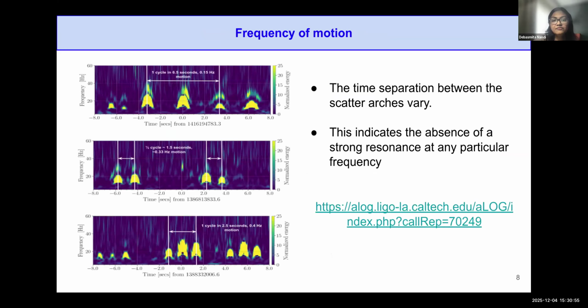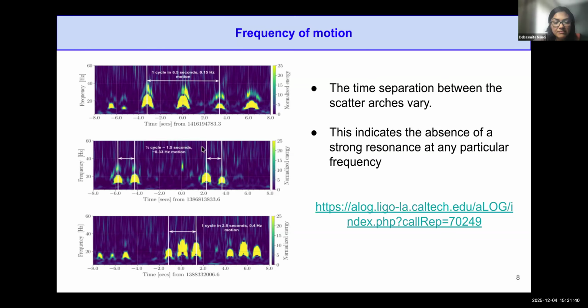Now the second parameter is the frequency of motion, which is a very important clue that we get about the scattering surface. We can tell the frequency of motion from the time separation between these consecutive arches. Three consecutive peaks of the arches means one cycle of motion. In the top panel here, one cycle of motion takes around 6.5 seconds. If we take the reciprocal of that duration, we get 0.15 hertz, which means that on this day this scattered light noise was created by a 0.15 hertz motion.